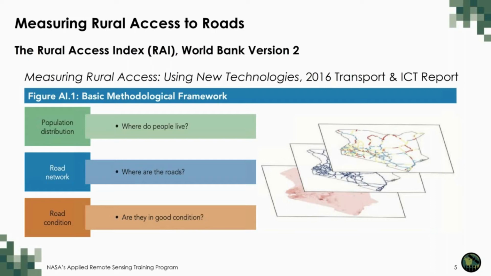In 2016, the World Bank published an update to their RAI methodology that takes advantage of the increasing availability of GIS data and technologies, including remote sensing, GPS, crowdsourcing, and open data. This new GIS method is based on 3 sets of geospatial data that provide information on where people live, the spatial distribution of the road network, and road quality.